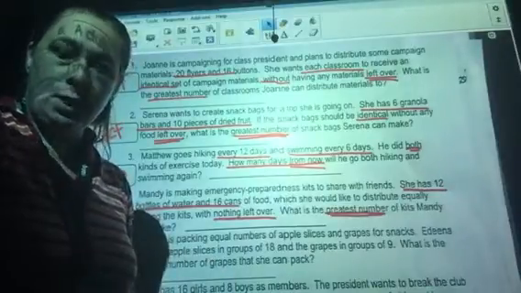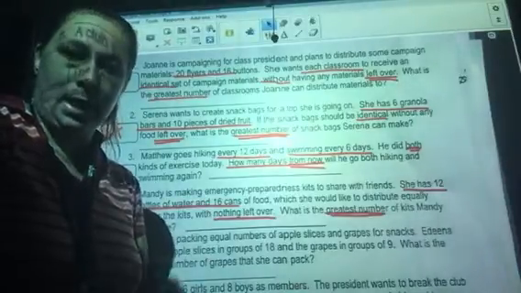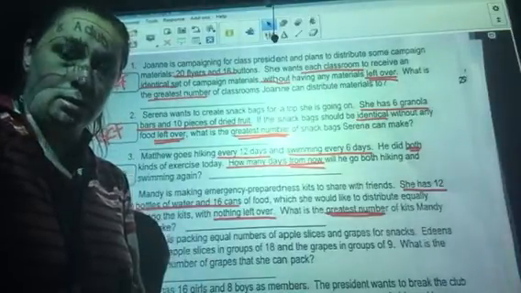All right? In our next video, we're going to review how to find the greatest common factor and the least common multiple for your quiz tomorrow.